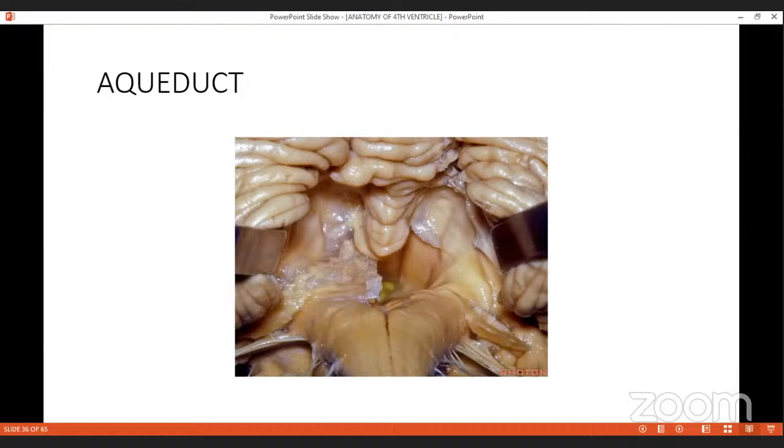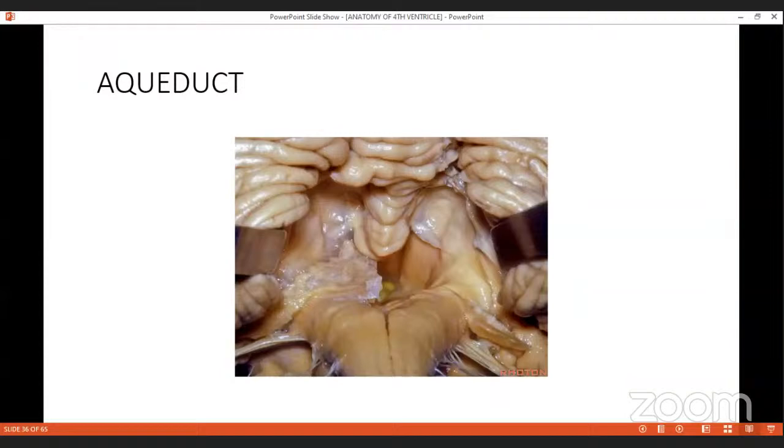So in order to have a short revision, we know that the roof of the fourth ventricle has two slopes: a superior slope, which is formed on the lateral aspect by the superior cerebellar peduncles and in the midline by the superior medullary velum, whereas the inferior slope is formed by the inferior medullary velum and the tela choroidea. The junction between the two is the telovelar junction, which gives an important access to the cavity of the fourth ventricle in order to approach the tumors of the fourth ventricle.